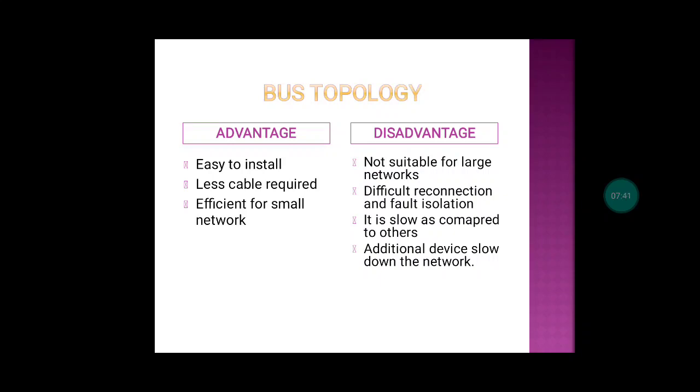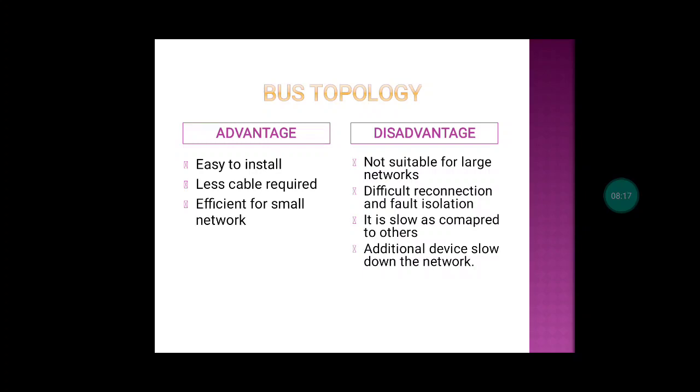It is easy to install, less cable is required in this arrangement also, and it is efficient for small networks. Now the disadvantages are: it is not suitable for large networks, because if the signal is carried in such a base line or backbone cable, then some of the signal is transformed into heat, and then there may be chances of signal failure or weak signals. So these are not suitable for larger networks.